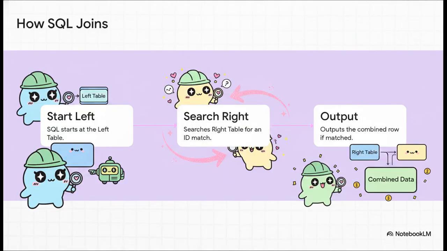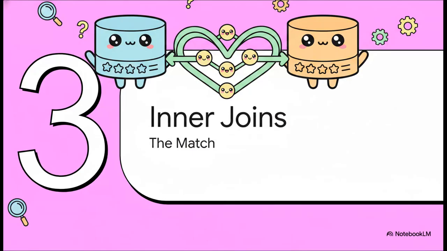If you think of SQL as a highly organized, maybe slightly obsessive worker, this is exactly how it operates. It reads sequentially, it starts at the left table, looks at the very first ID, and then actively searches the right table for a match. It is only going to output that combined wider row of data if that specific condition is fulfilled. Which brings us to part 3, inner joins.